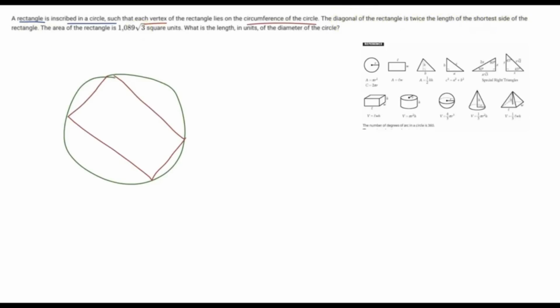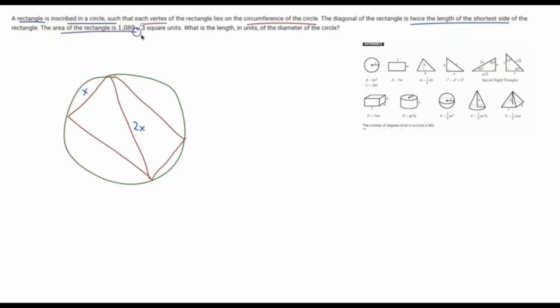It says the diagonal of the rectangle is twice the length of the shortest side of the rectangle. All right, let's draw that in. So the diagonal, going across from one corner to the other, is going to be twice the length of the shortest side. So this right here is our shortest side, and let's call that X. And it's twice the length, so we can call the diagonal 2X.